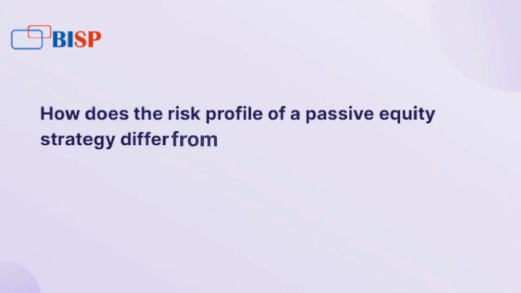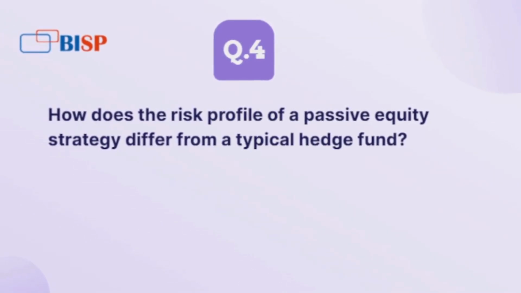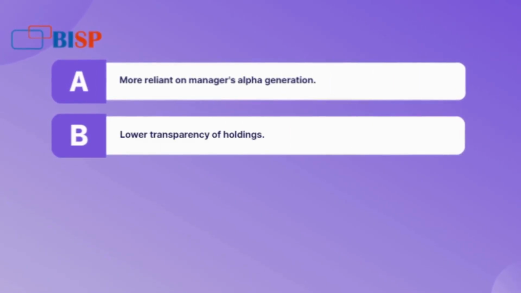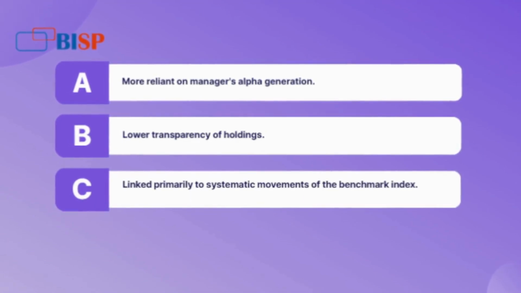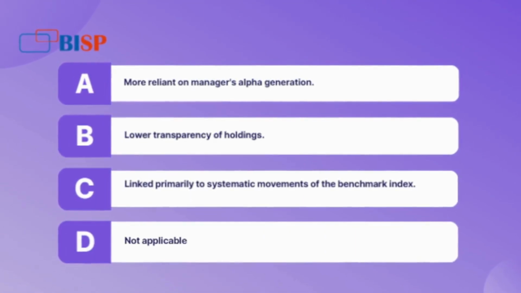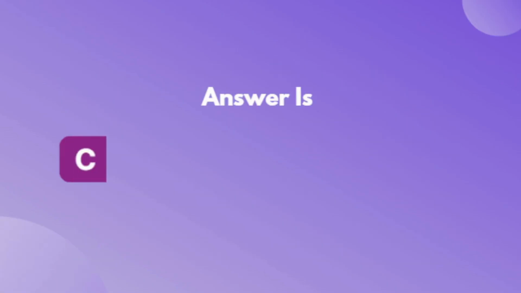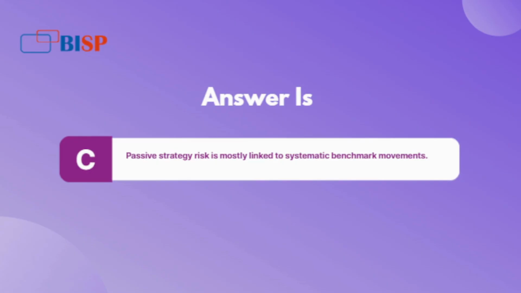How does the risk profile of a passive equity strategy differ from a typical hedge fund? A. More reliant on managers' alpha generation. B. Lower transparency of holdings. C. Linked primarily to systematic movements of the benchmark index. D. Not applicable. Answer is C. Passive strategy risk is mostly linked to systematic benchmark movements.